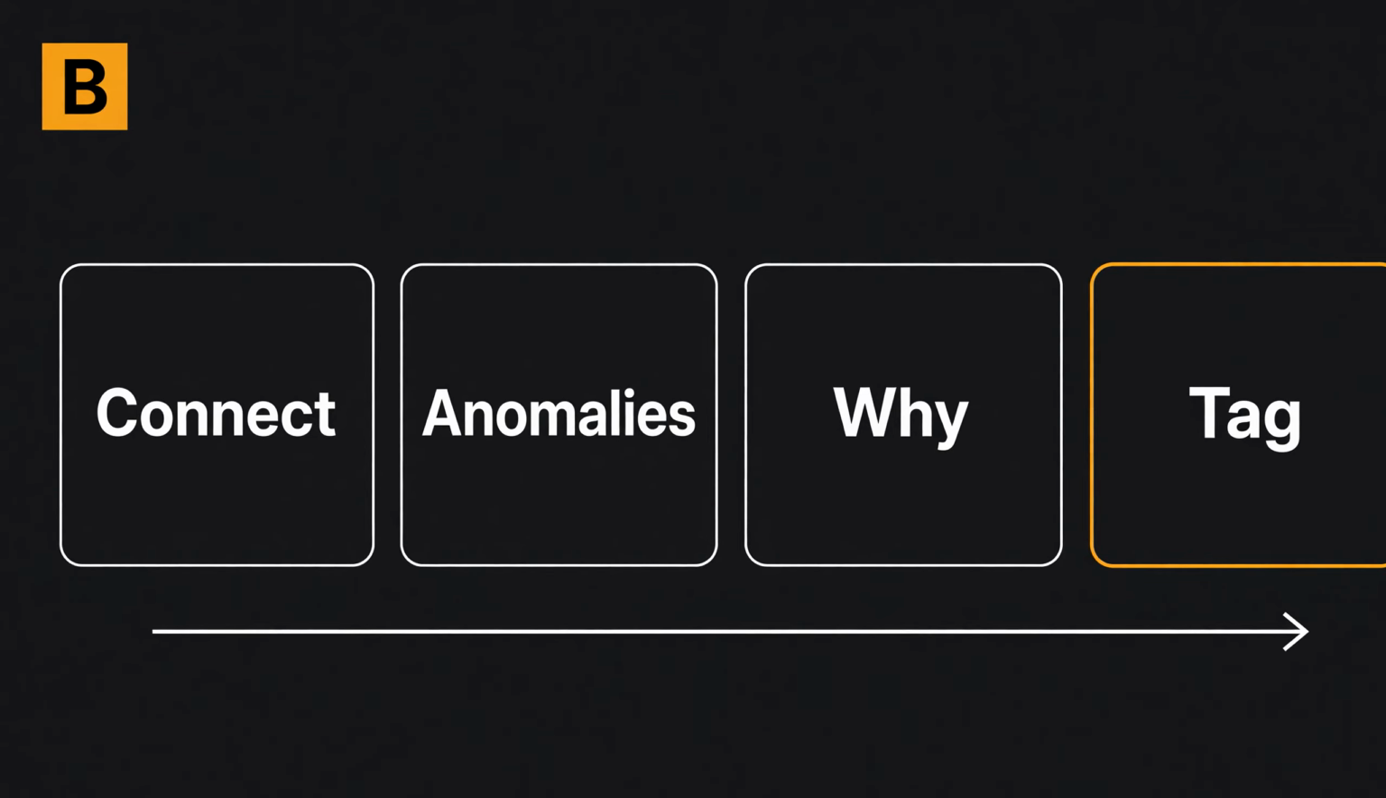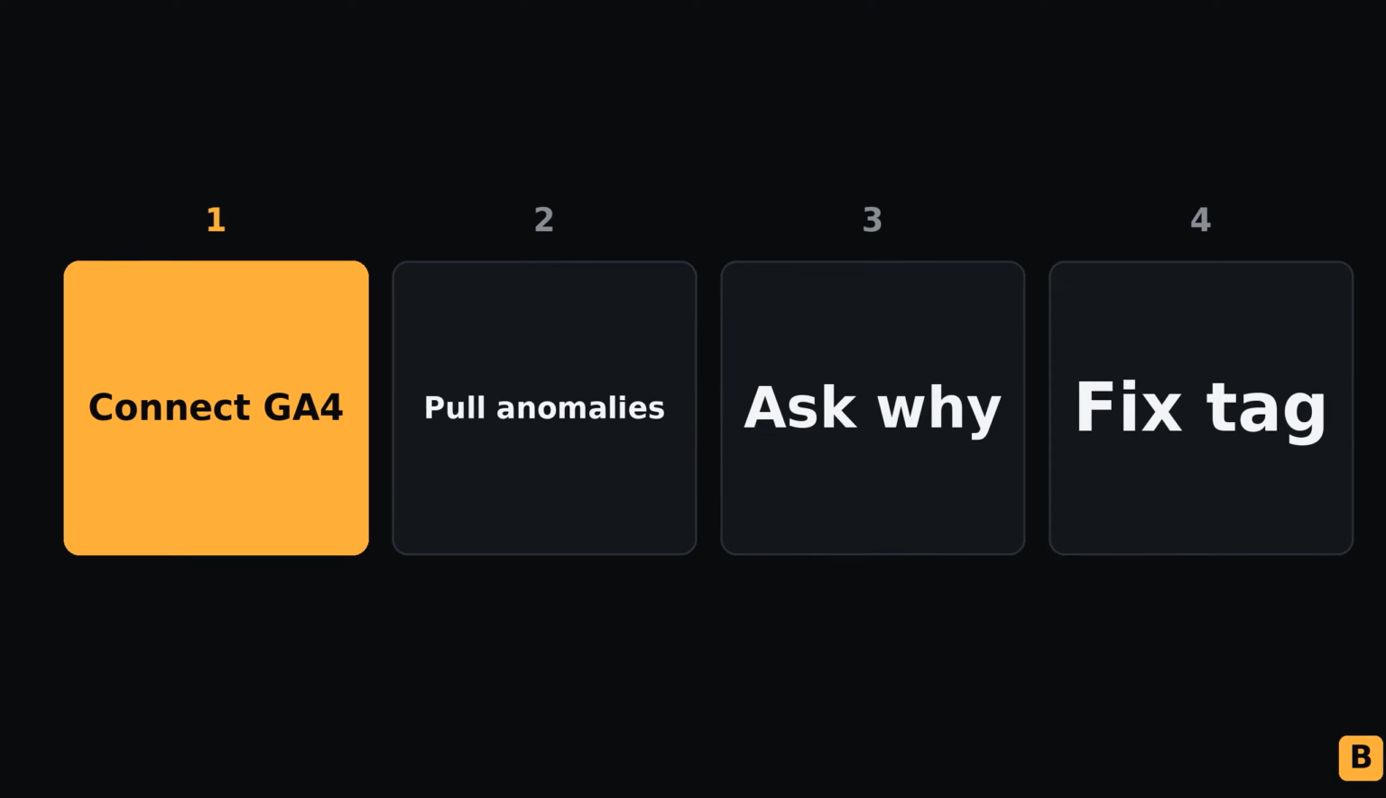Connecting GA4 to an AI agent changes the loop. Instead of exporting CSVs and hunting rows by hand, you ask for anomalies, get the why, and fix the root cause in order. The point is not more dashboards. The point is a short path from blind spend to a clean conversion signal you can trust.